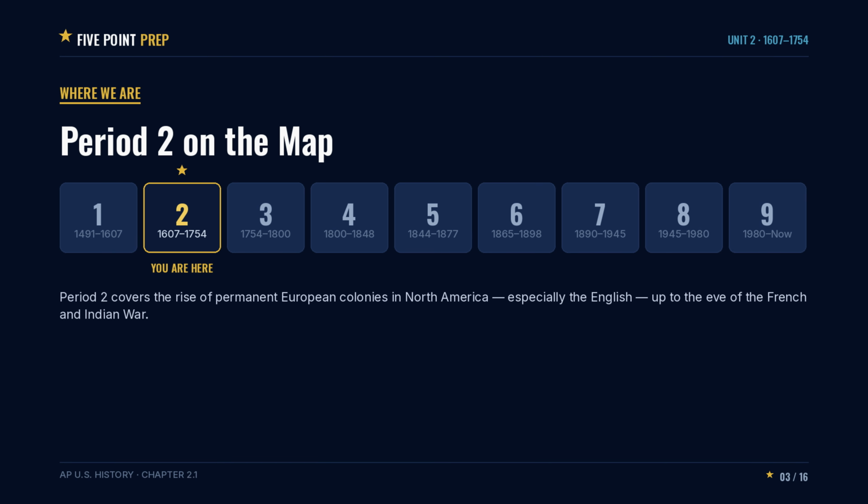Let's place ourselves in the course. AP U.S. history is divided into 9 periods, and we're now in Period 2, from 1607 to 1754. You are here. Period 1 ended with the Atlantic world newly connected. Period 2 covers the rise of permanent European colonies in North America, especially the English, and runs right up to the eve of the French and Indian War. Everything we do this unit lives in this window.